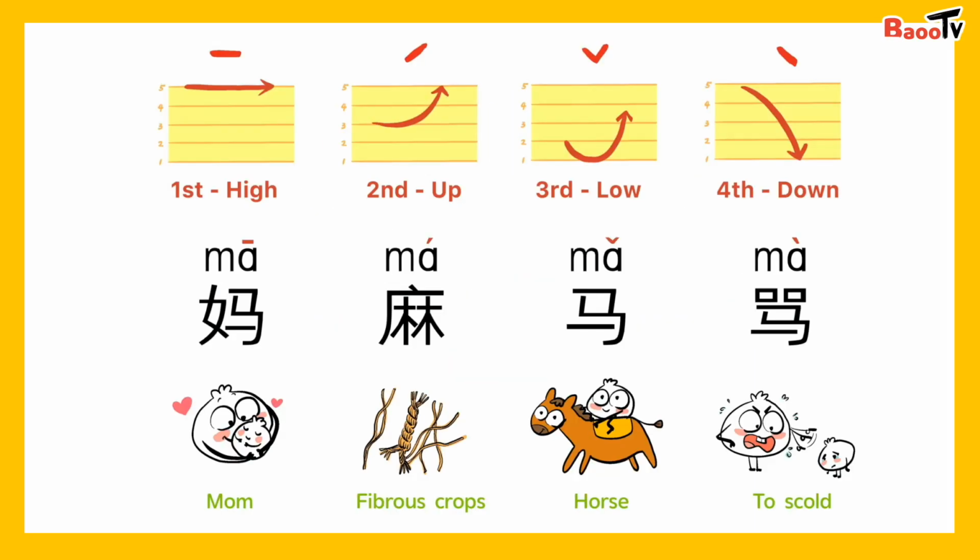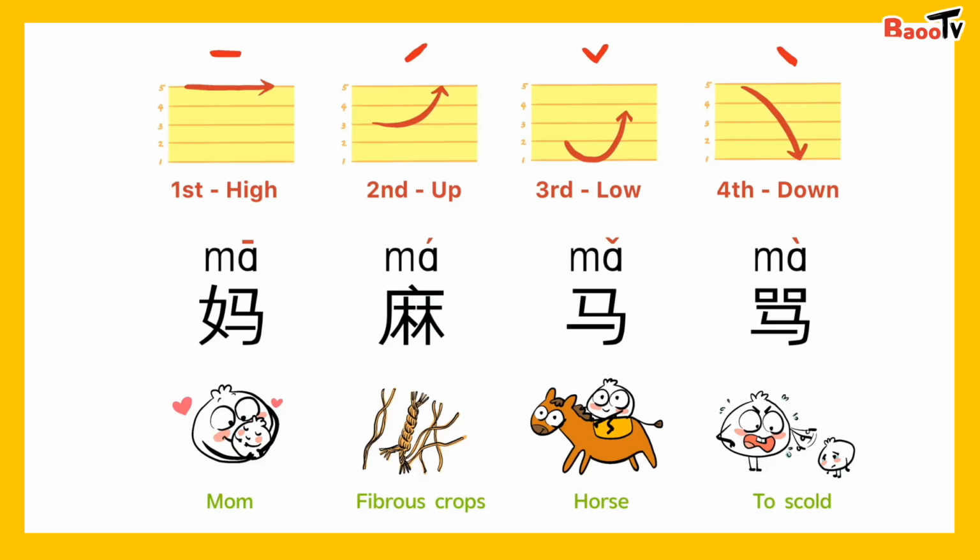Now, let's take the syllable ma for example. We have ma, ma, ma, ma. The first tone, ma, means mom. The second tone, ma, means fiber crops. The third tone, ma, means horse. And the fourth tone, ma, means to scold. For a better understanding of the difference between these four tones, here I mark them as high tone, up tone, low tone, and down tone.